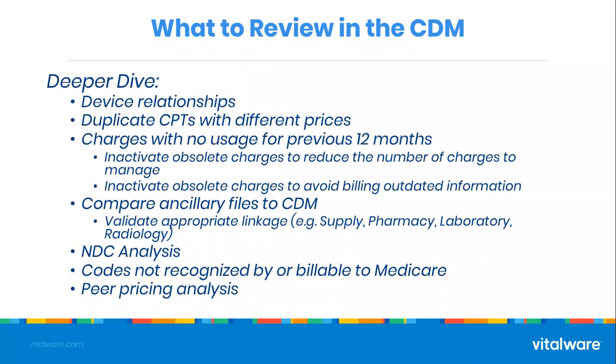And then a deeper dive, I would say, is looking at device relationships. If I've got that I'm putting in pacemakers, then I better have some pacemaker devices in my CDM. So checking for those types of things, looking for duplicate CPTs with different prices. Does that make sense? If it's justifiable, fine. If one's $15 and one is $500, then you should take a peek at that because something isn't right.